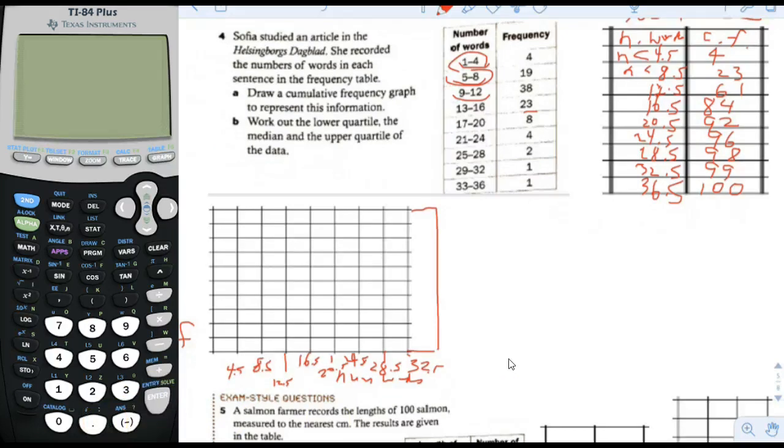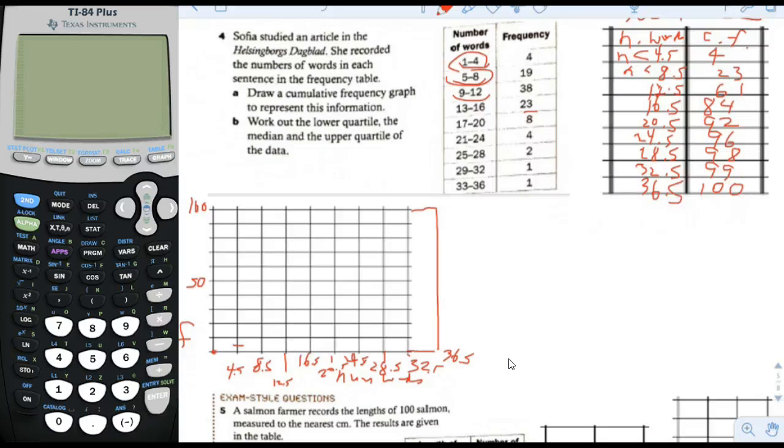The last one is 36.5. Okay, so let's graph these now. Remember, we're graphing the cumulative frequency. We'll make the top level 100, and then 50 would be kind of in the middle here. So the first one would be 4.5, comma 4, and remember, usually we just mark 0, 0.